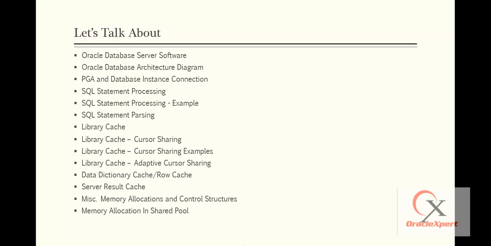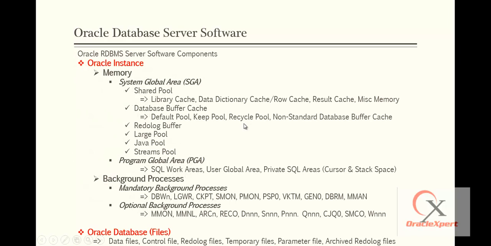data dictionary cache, which is also called row cache, the server result cache, which is another component within your shared pool, miscellaneous memory allocations and control structures within shared pool, and memory allocations in shared pool. So let's get started with our first point, which is understanding the Oracle RDBMS server software components.